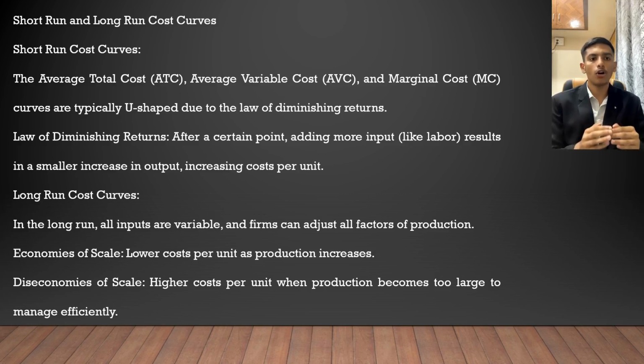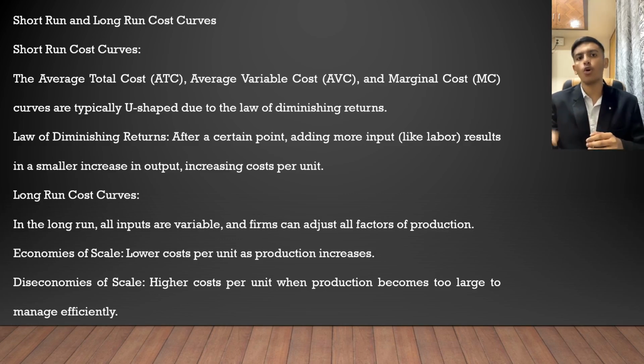Next point is short run and long run cost curves, that is, the graphical representation of the curves due to the cost. In short run cost curves, average total cost, average variable cost and marginal cost are typically U shaped due to the law of diminishing returns. The law of diminishing returns means that after a certain point, it will give smaller amounts of utility or smaller amounts of return per cost unit.